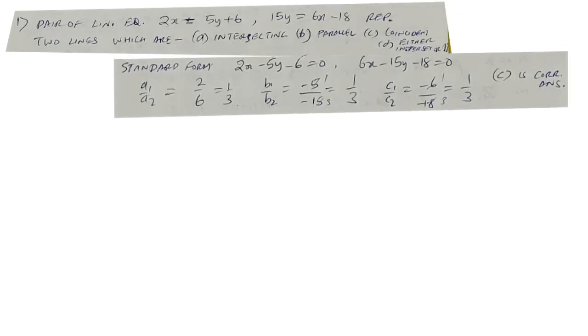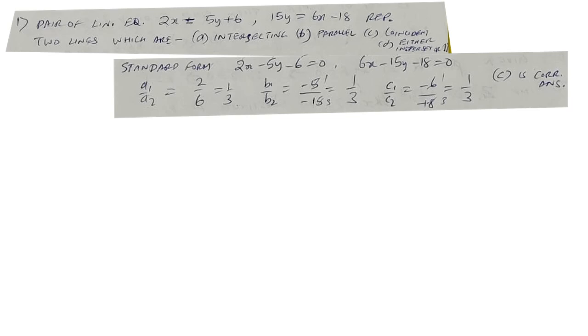Now, first you have to always write it in standard form. That is ax plus by plus c equal to 0. So writing the first equation in standard form, we get 2x minus 5y minus 6 is equal to 0. And the second equation, we get 6x minus 15y minus 18 equal to 0. Now, just check a1 by a2 and compare it with b1 by b2 and c1 by c2.